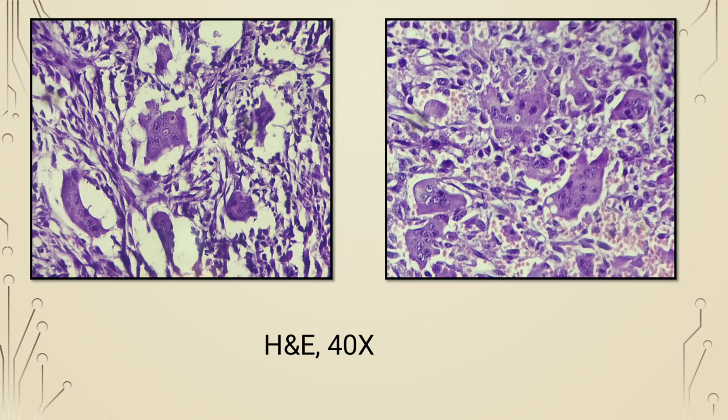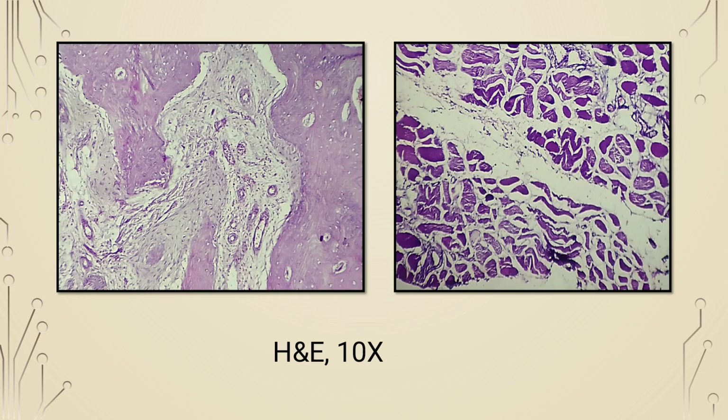Here again we can see giant cells, along with mononuclear tumor cells which are oval to spindle in shape. These are the low power photomicrographs. In the first photomicrograph we can see bony trabeculae along with many dilated and congested blood vessels. In the second photomicrograph, we can see skeletal muscle tissue.